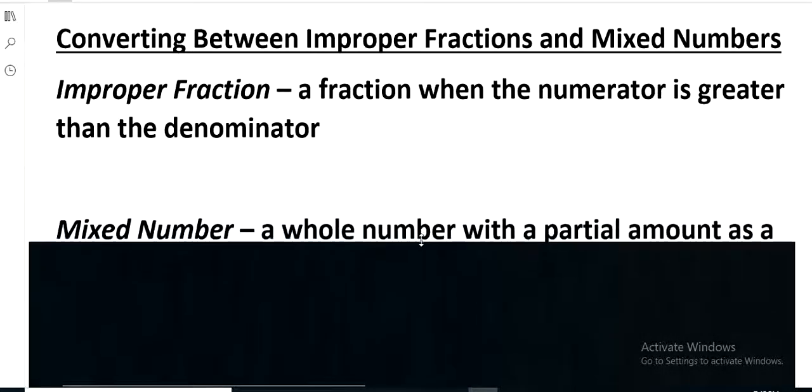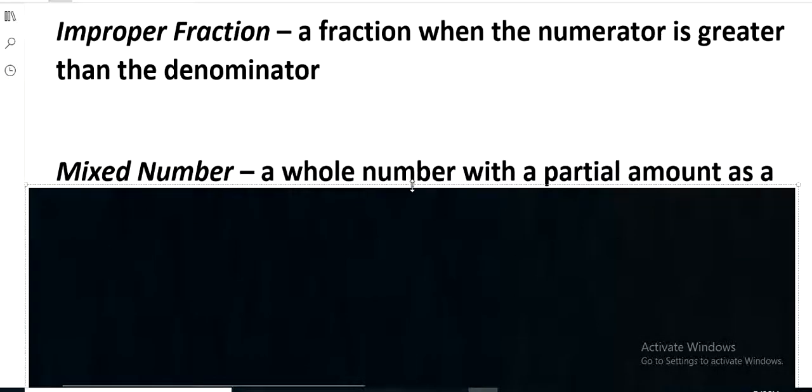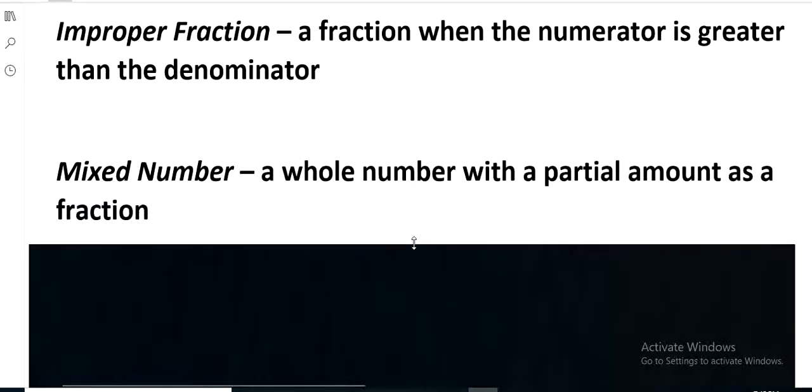A mixed number, think of a mixed number as a mix between a whole number and a fraction, because a mixed number is a whole number, but with a partial amount as a fraction. So you're literally going to see a whole number with a fraction right next to it.